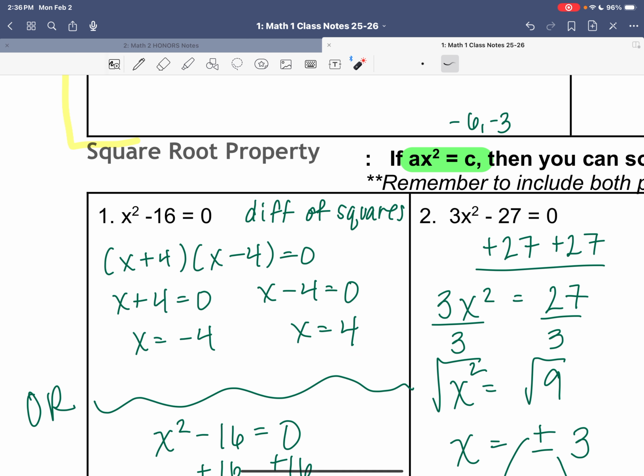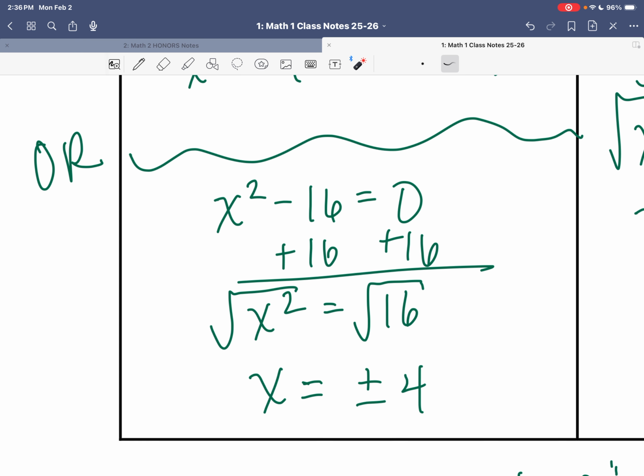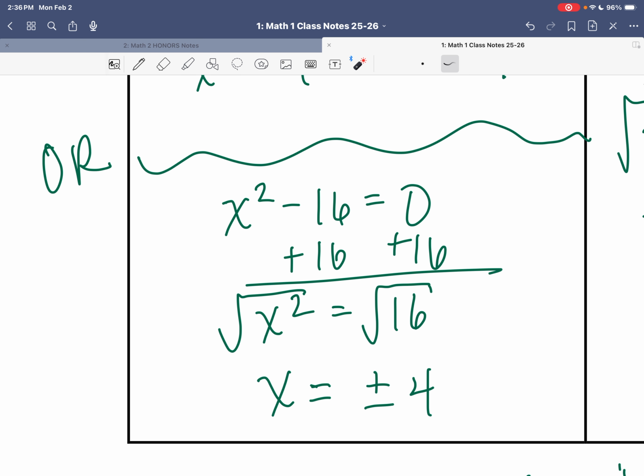So that's one way we practice. This is the new way, or a different way. Or what we can do is, since this is a perfect square, that's a perfect square, we can actually add 16 to both sides. Now you're going to get x squared equals 16. Well, the inverse of a square is a square root. So you can take the square root of both sides. But when you do that, you're going to get x equals positive 4. And you're going to get x equals negative 4.